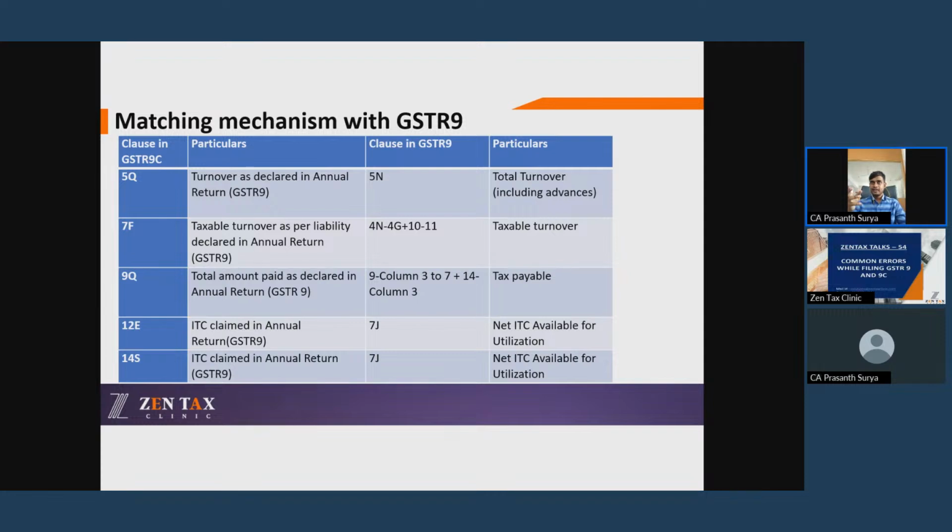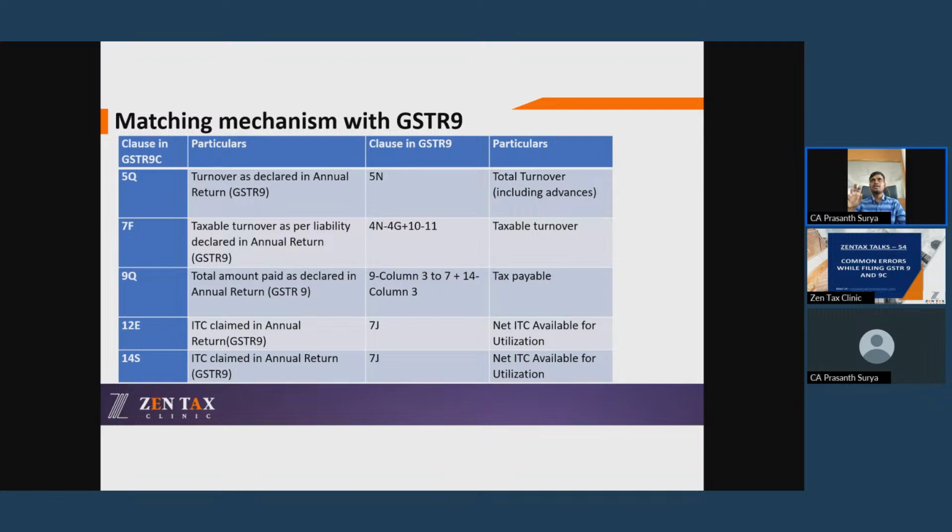There is a common question: suppose I have two registrations, in Tamil Nadu and Kerala. In Kerala, I am doing a turnover of 6 crores, and in Tamil Nadu, only 50 lakhs. In that scenario, do we have to file 9 and 9C? Yes, for filing GSTR9 and 9C, only the PAN-based turnover is considered and not the GST-based turnover. Even if it is a nil return, you should definitely file.